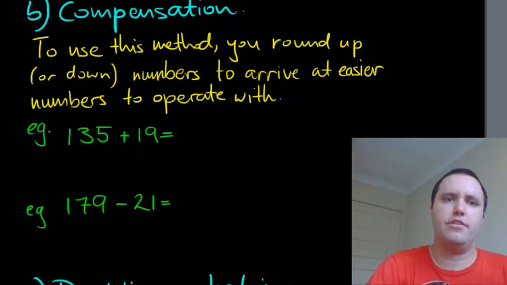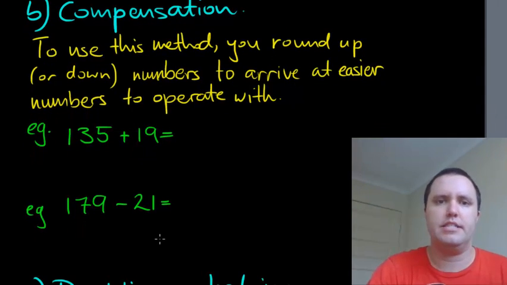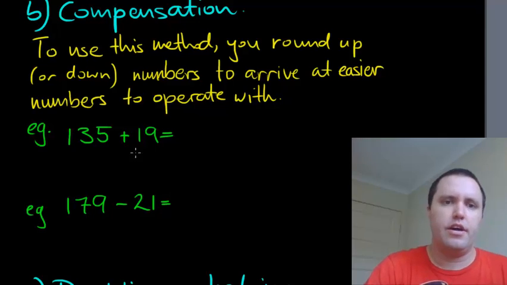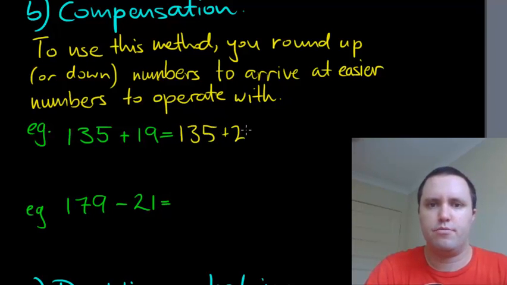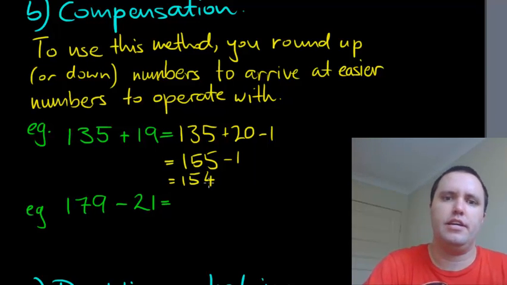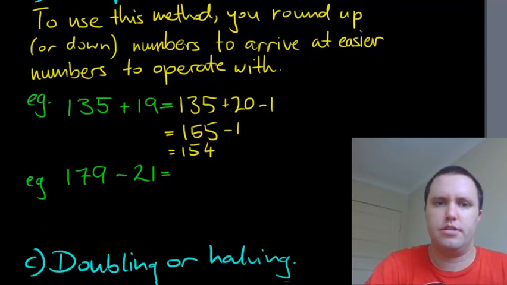Compensation. To use this method, you round up or down numbers to arrive at easier numbers to operate with. So 135 plus 19 looks terrible, but we can make it 135 plus 20 minus 1, because 20 minus 1 is 19. So 135 plus 20 is 155 minus 1, so it is 154. Okay, so that's quick ways to do those.